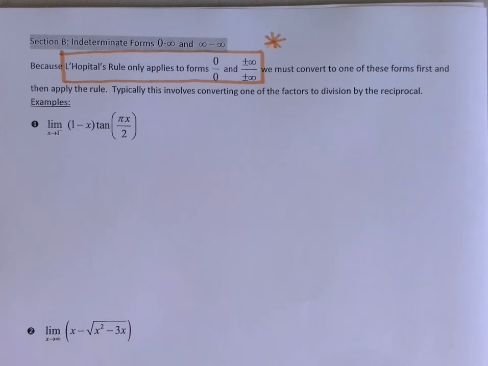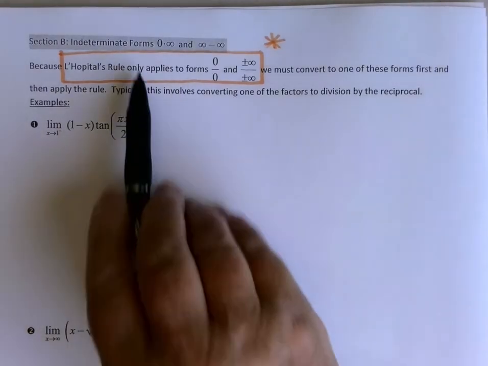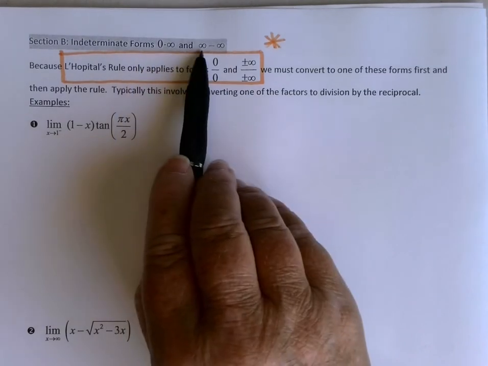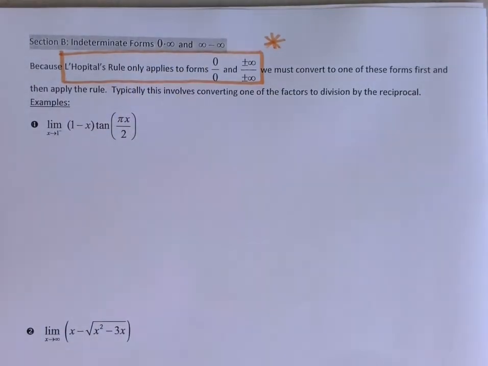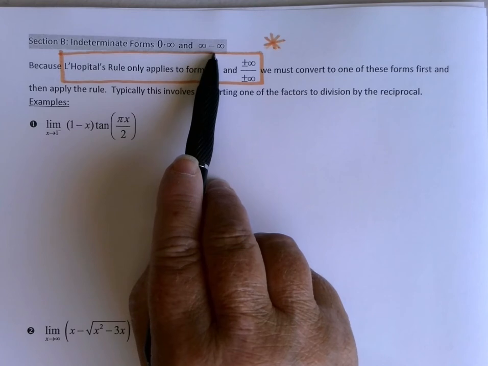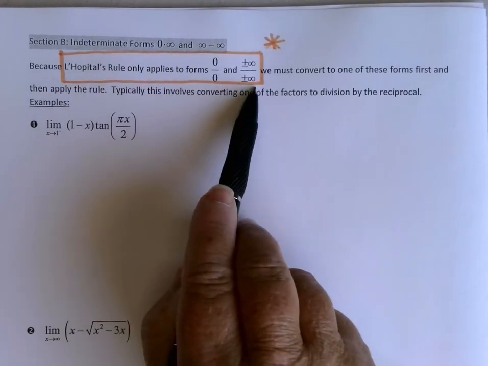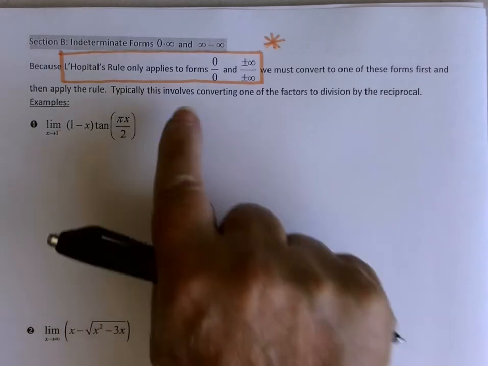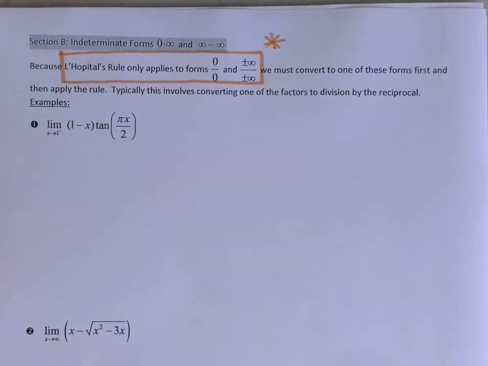Right now, we're going to look at the form 0 times infinity, which is indeterminate, and infinity minus infinity, also indeterminate. Because they're indeterminate, my best bet is to try to convert them to one of these and then use L'Hopital's rule. As it says, typically this is going to involve converting one of the factors to division by the reciprocal. Let's give it a shot.